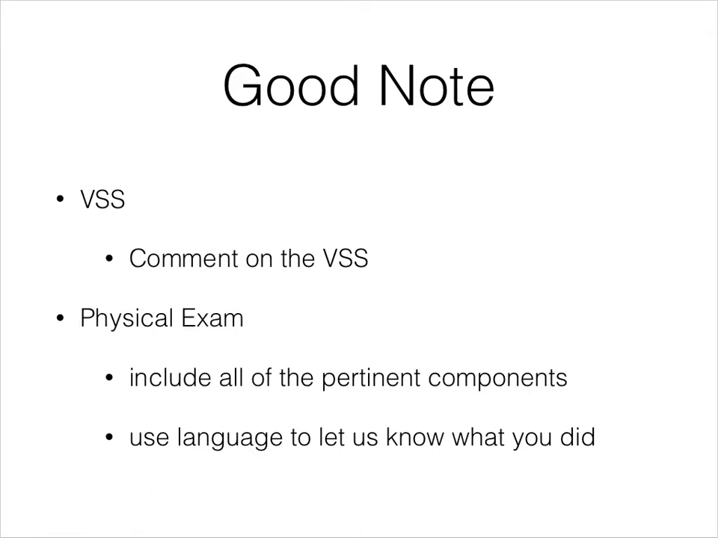Other things about a good note, vital signs. This is another freebie. Comment on the vital signs. Don't just write them down. If the blood pressure is 90/50 and the pulse is 140, she's hypotensive and tachycardic.